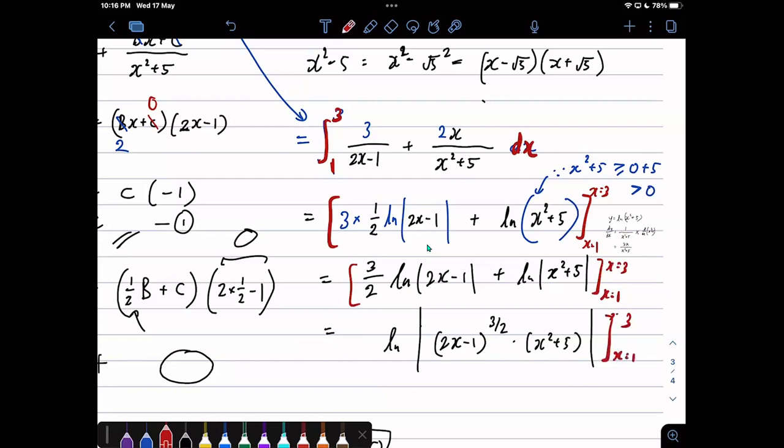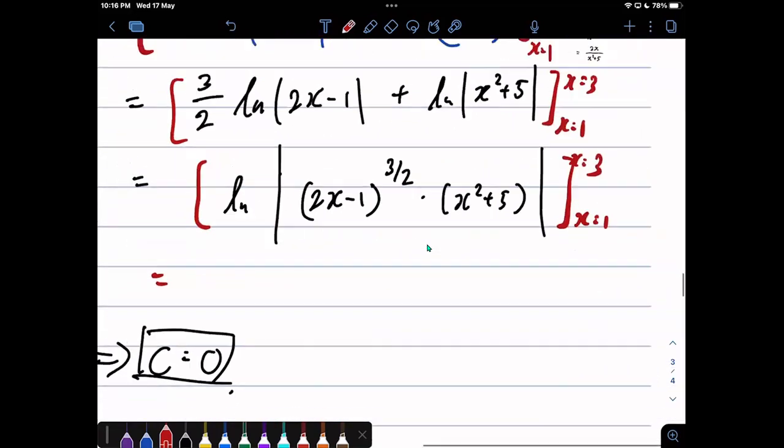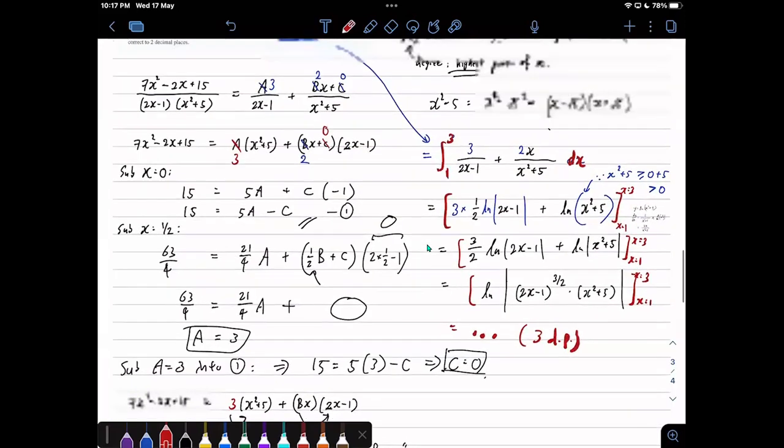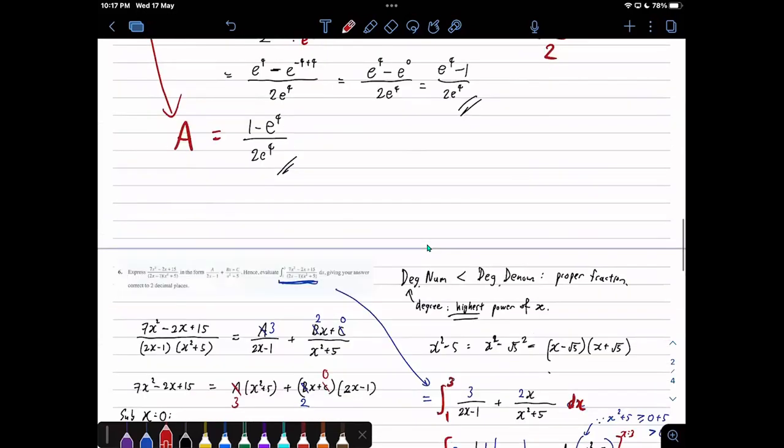So just fill in the blanks. x equals 1, x equals 3, x equals 1, x equals 3. And then you substitute in. This one, they're asking you for decimal approximation, so I'll just leave you to type in the calculator on your own. 3 dp. Good.